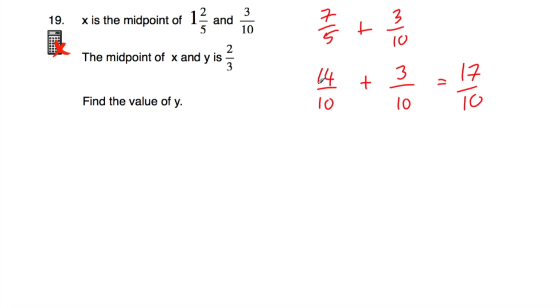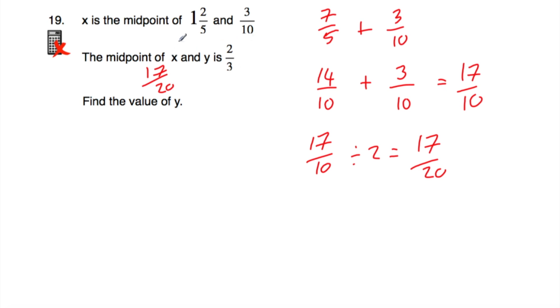Now we want to divide by 2 to find the midpoint, which is x. So 17/10 divided by 2 would be equal to, well, the numerator is odd, so we can just double the denominator, so that'll be 17/20. And again, we could have done divided by 2 over 1, which is the same as multiplying by a half, and then that would give us 17/20. So that means that x is 17/20. X is 17/20.